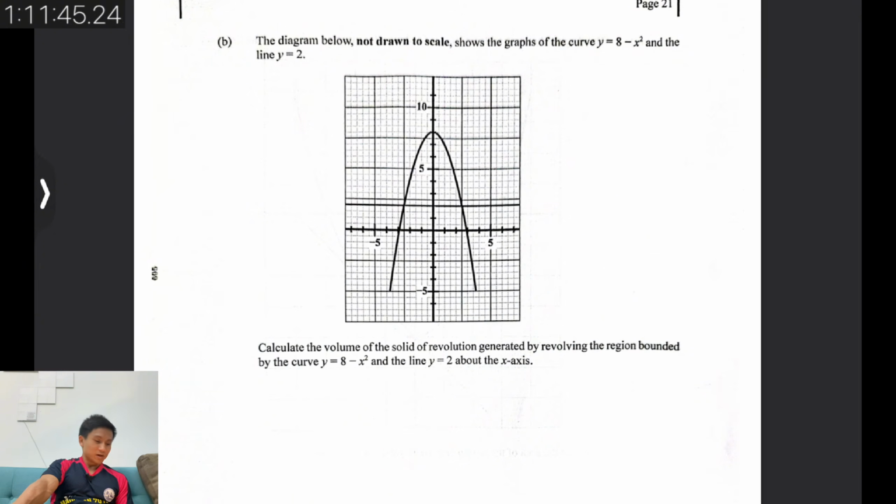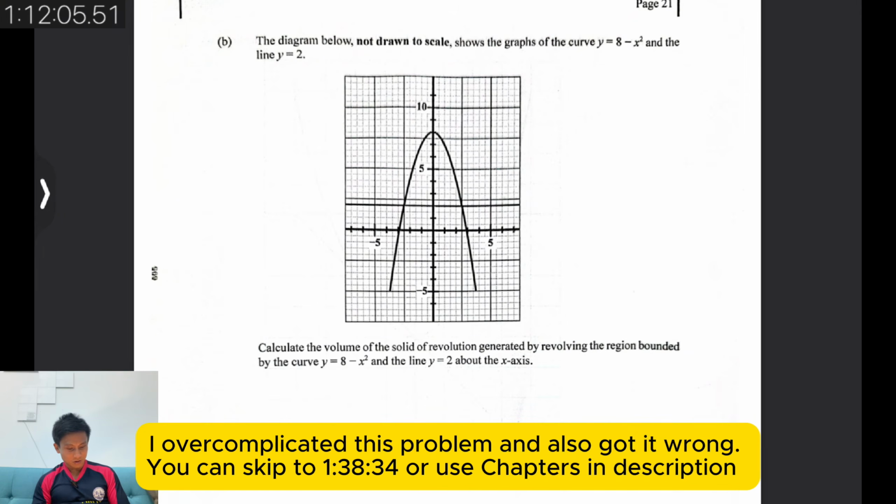Okay, we're at 1 hour and 12. The diagram below, not drawn to scale, shows the graph of the curve and the line. Calculate the volume of solid of revolution generated by revolving the region bounded by the curve and the line y. So basically we're going to revolve this area.